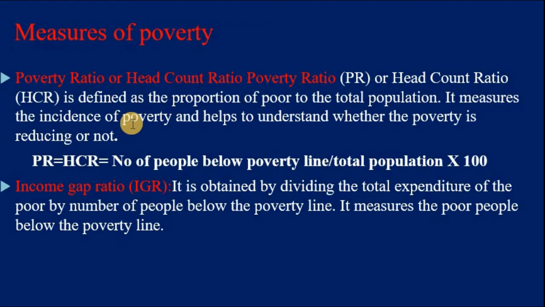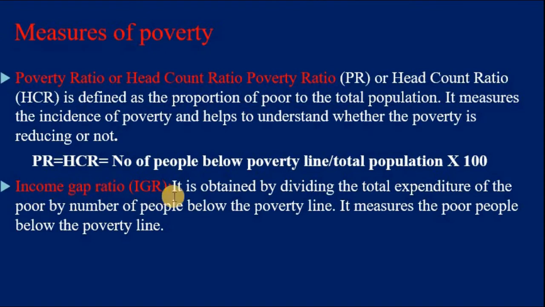So it measures the incidence of poverty and also helps us to understand whether the poverty is reduced or not. How many people are there in a total of 120 crore people? What is the proportion of the population of poor people? In this poverty ratio or head count ratio, the number of people below the poverty line is divided by the total population into 100. So this will give the head count rate, the total ratio that exists.